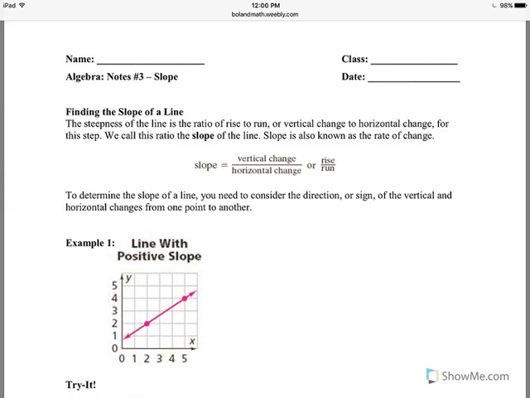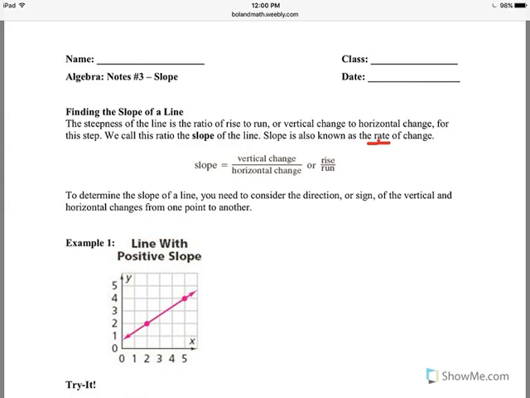Slope is also known as the rate of change. To determine the slope of the line, you need to consider the directions, or sign, of the vertical and horizontal change from one point to the other. The word rate is really important. It needs to be underlined, because that's what you're calculating: the rate of change.